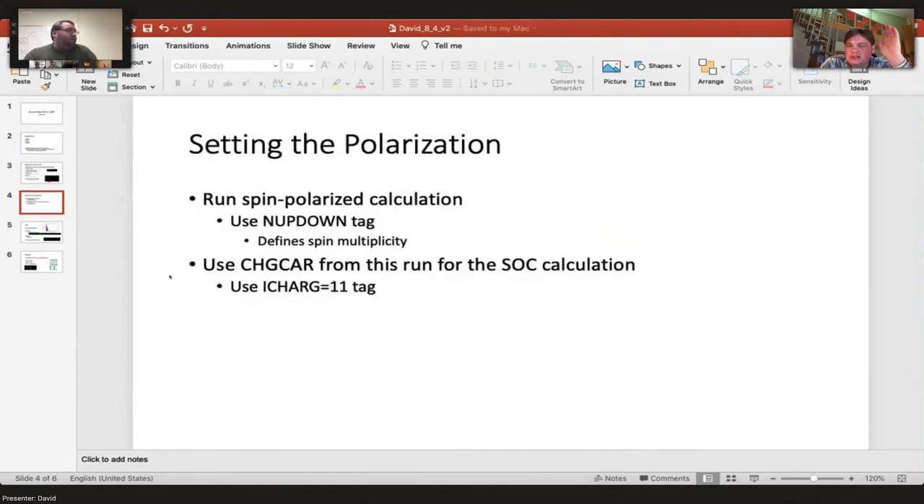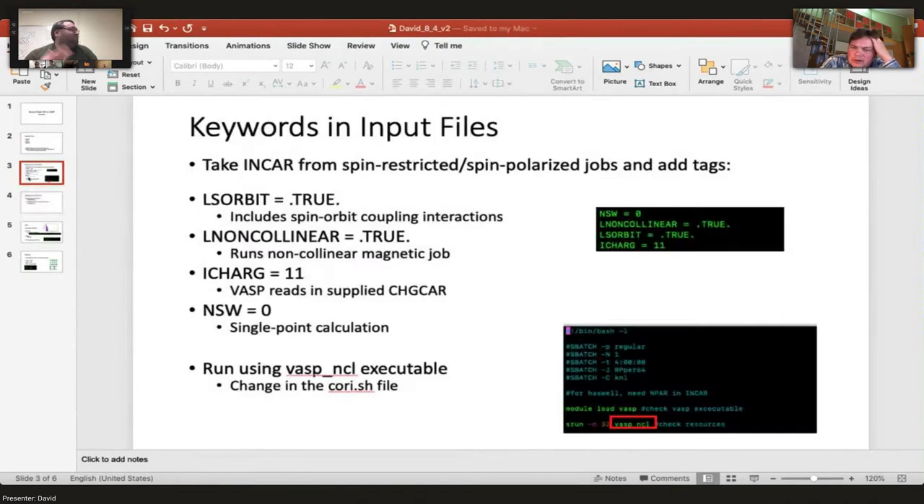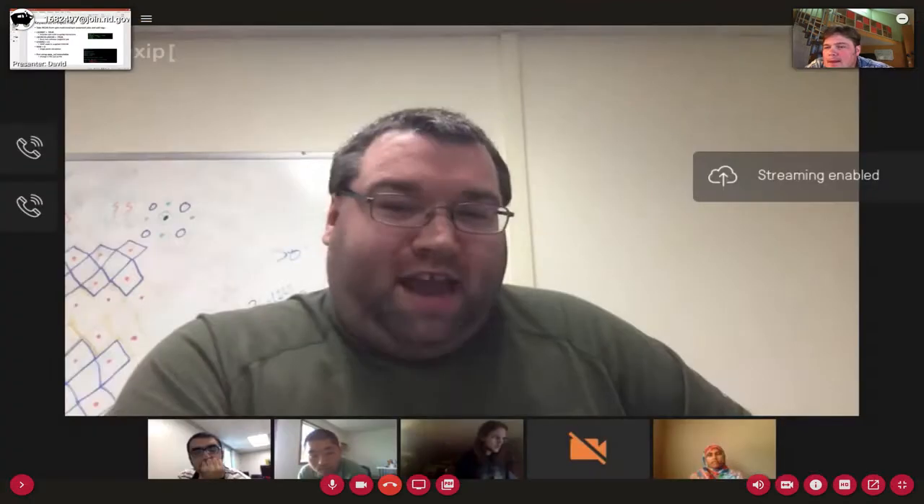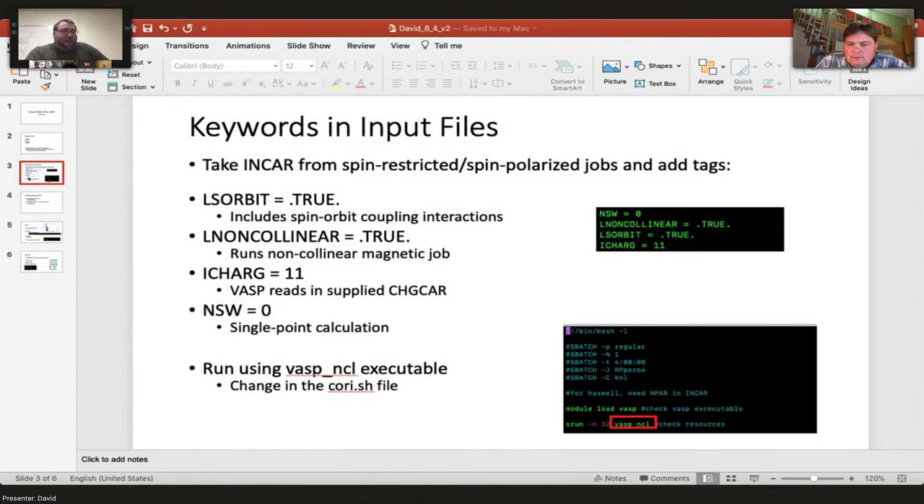So, David, is it okay to ask as we go? How critical is it, in your experience, to read this supplied CHGCAR and WAVECAR? Can one remove ICHARG = 11, remove the CHGCAR and remove the WAVECAR? Would vasp_ncl work anyway, or will it generate errors? In my experience, the WAVECAR is not necessary, and if you did it with the vasp_gam executable, it's going to give you an error. I've never tried it without using the CHGCAR, so I'm not honestly sure if that would give an error or not.